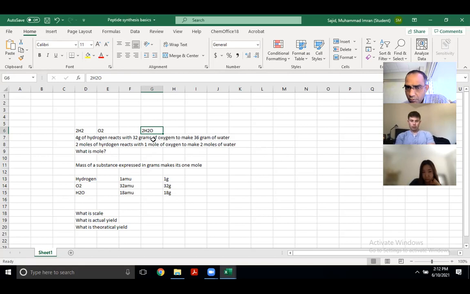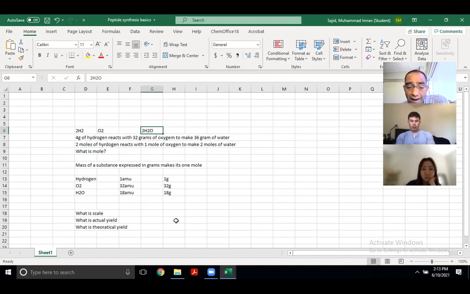If I make 2 moles of water, how much water should I have in quantity? 36 gram. Water's molar mass is 18, right? So if I do this reaction, if I combine 4 gram of hydrogen and react it with 32 gram of oxygen, how much water will I get? 36 gram.